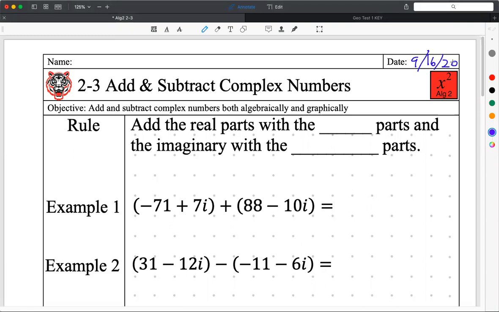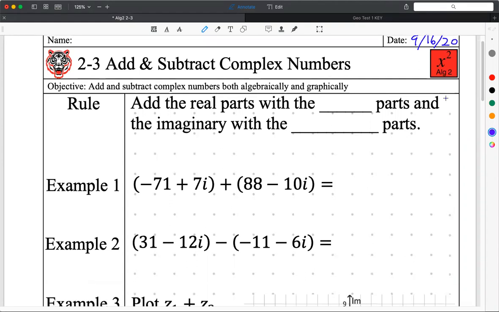Who wants to read our objective for the day? Go for it, Wyatt. Add and subtract complex numbers both algebraically and graphically. Nice. Yep. Okay. The graphically part is going to be a little bit challenging. The adding and subtracting, I think, will be pretty easy in comparison.